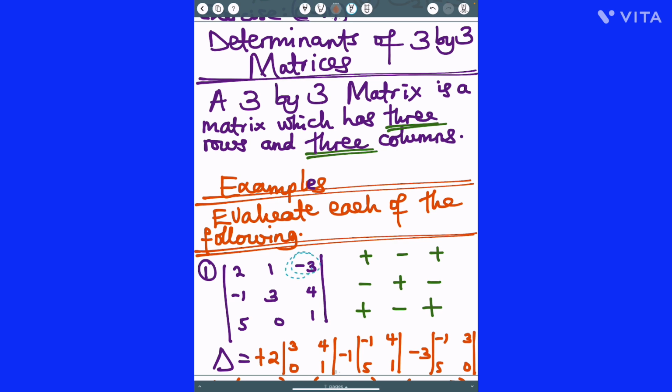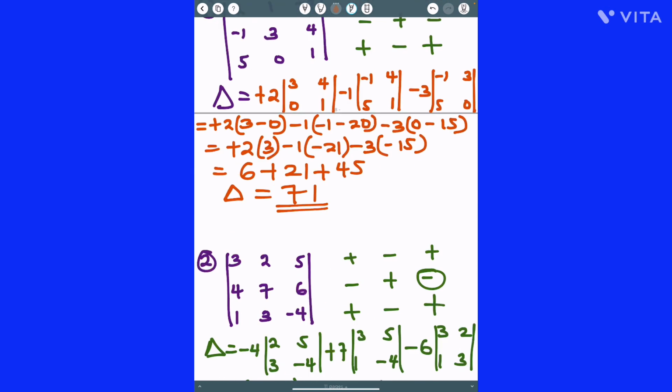Next, you go to the next element in that row, which is minus 3. Minus 3 should be given a plus sign. Plus times minus 3 is minus 3 still. So you write minus 3 down. Now, when you pick minus 3 in that matrix, it's along the first row and the third column. Let's cross out that row and column. And we have minus 1, 3, 5, 0 left. So this is what I have left. I'll put it together here and evaluate.